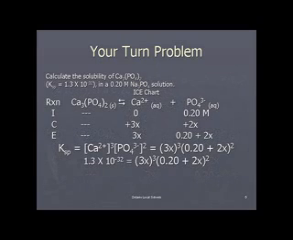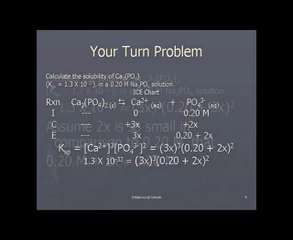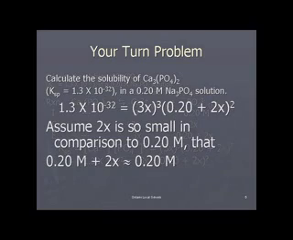We plug in these equilibrium concentrations into our KSP expression. So we have 3x cubed times 0.20 plus 2x, that expression squared, is set equal to the KSP value of 1.3 times 10 to the negative 32nd. From the looks of this expression, you can see that solving for x is going to be a huge challenge if we are unable to make a simplifying assumption here.